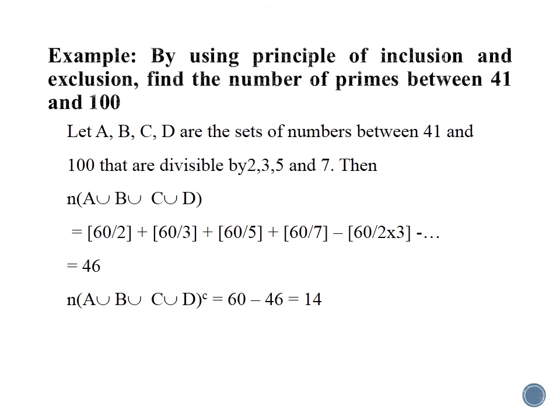Before that, we find the cardinality of A union B union C union D by the principle of inclusion and exclusion. When we substitute all the values, we get the answer as 46. Now, the cardinality of A union B union C union D whole complement equals the numbers from 41 to 100. We have 60 numbers, so 60 minus 46 equals 14 prime numbers between 41 and 100.